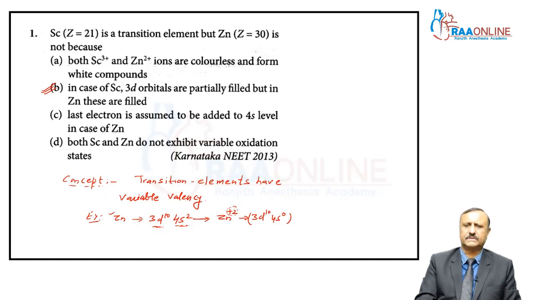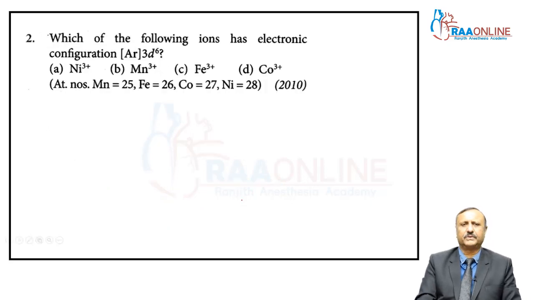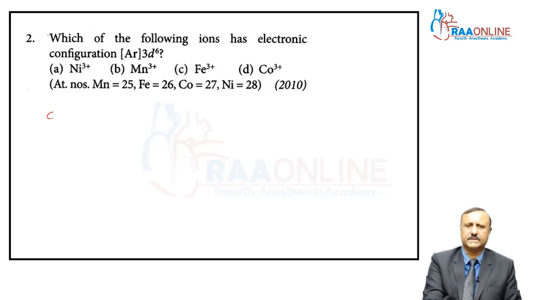Now my dear students, this question was also asked in NEET 2013. Now we can go to question number 2: Which of the following ions has electronic configuration Ar 3d6? My dear students, all the theories are present in your 12th board book. Now we can repeat them in this crash course with the concepts. These are the theoretical concepts I give you.